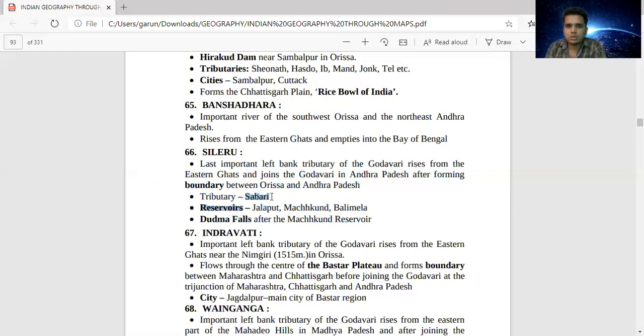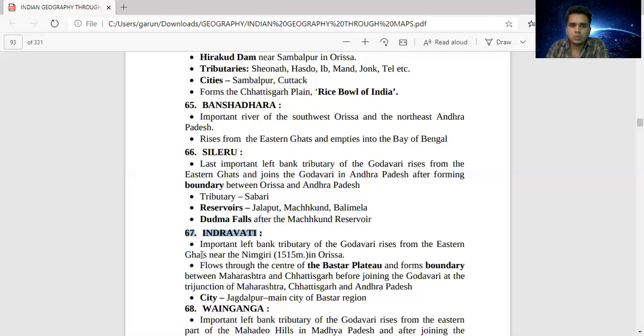Tributary is Sabri. Reservoirs: why do we construct reservoirs, not dams? Because the water is very little, so we cannot construct dams over there. There are many reservoirs, but very few dams in southern India. Jalaput, Machkund, Balimela, Dudhma Falls, after Machkund reservoir. Okay, next is Indravati.